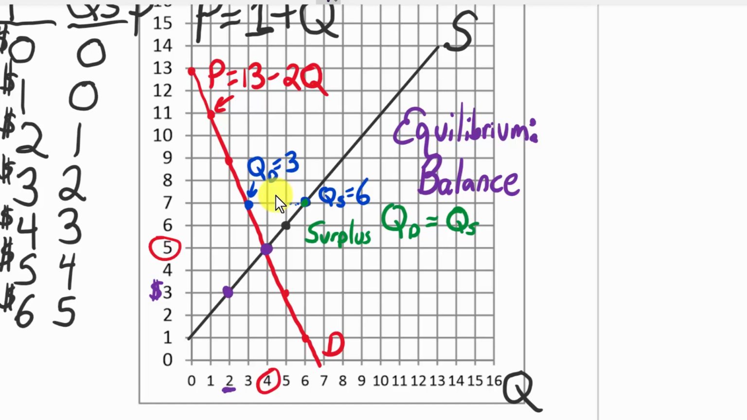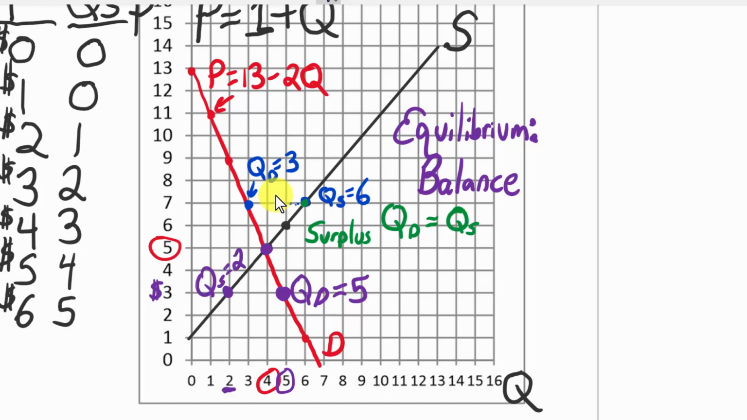What are the demanders thinking at a price of $3? Let's hop on over here to the demand curve. At a price of $3, looks like they would like to buy 5. Okay, well, what do you call it if consumers are out there trying to buy 5? The quantity demanded is 5 units, and the quantity supplied is only 2 units.